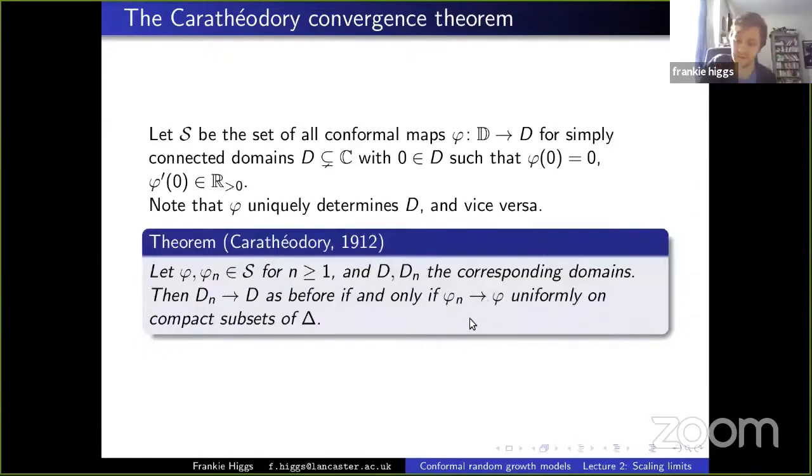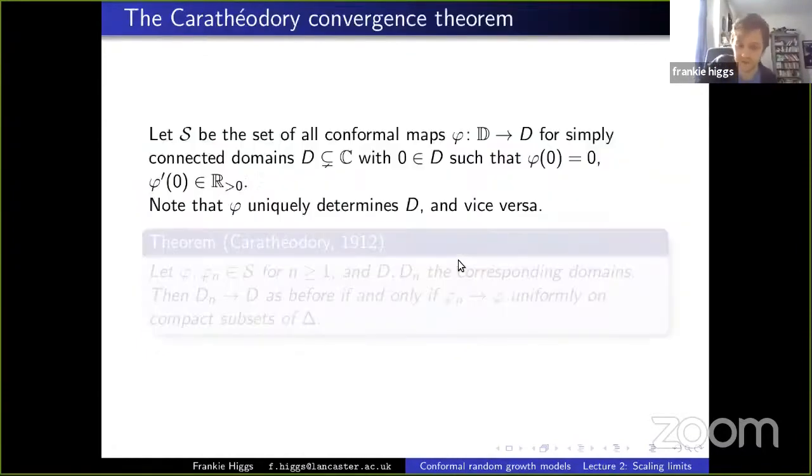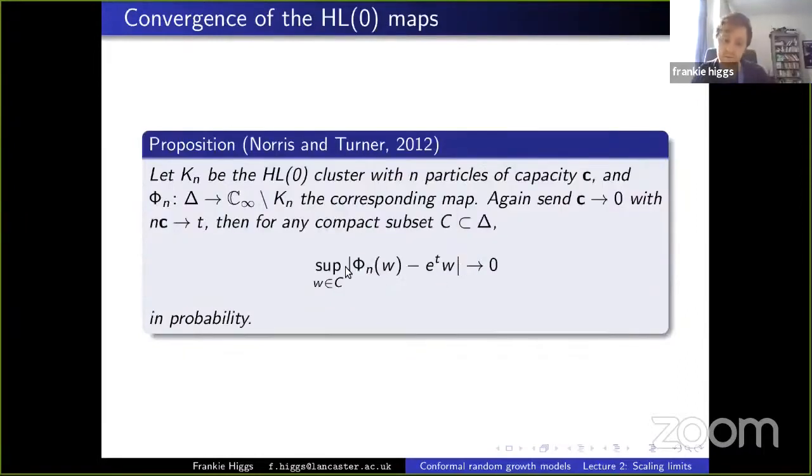This latter condition, I'll see it on the next slide, we'll restate the result: the supremum of the distance between phi n and the map corresponding to the disk, the supremum of the distance on a compact subset of the domain, tends to 0. So this will be enough to prove convergence in the sense of Carathéodory. I say convergence to 0 in probability, so it shows that convergence in the sense of Carathéodory happens with high probability tending to 1 as C goes to 0.